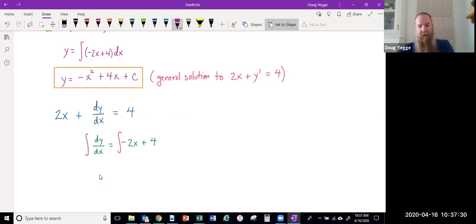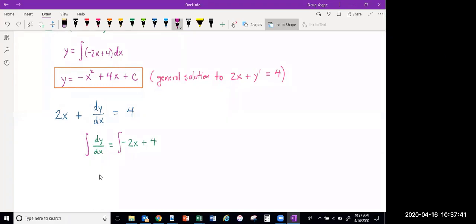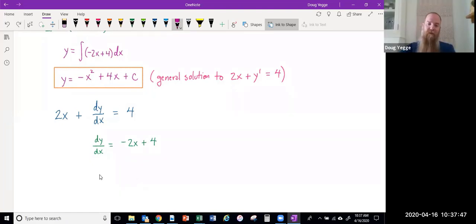Unfortunately, that makes no sense. I can't take the integral of dy dx, and I can't take the integral of negative 2x plus 4. You can take the integral of dy and the integral of negative 2x plus 4 dx. Which is exactly what we need to do first, which is we need to multiply both sides by dx so that the x's and dx's are all on one side.